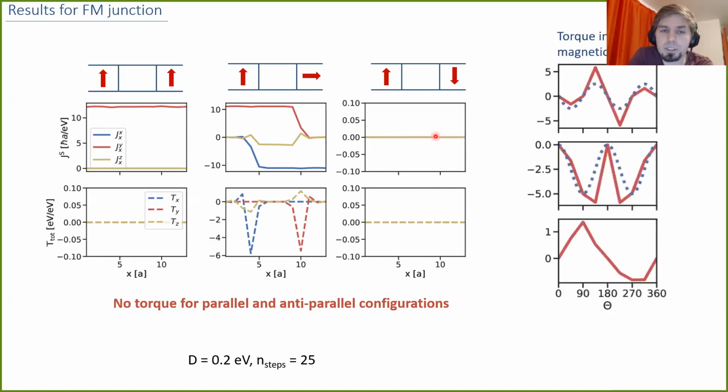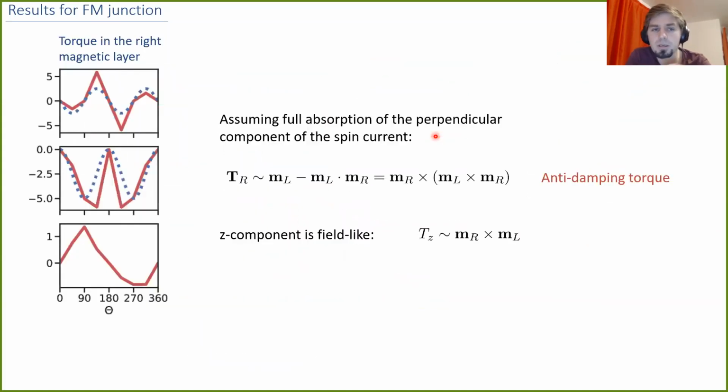And then if we want to understand how the torque depends on the rotations, here I give the full dependence when we rotate the magnetic order of the right magnetic layer. This is the torque in the right magnetic layer. I'm sorry, I'm missing here the label: these are the X, Y, and Z components of the torque. We can understand this actually very easily. So I said the torque is given by the absorbed spin current. The absorbed spin current is polarized along the left magnetic layer. But in a ferromagnet, the component of the spin current which is parallel with the magnetization will not get absorbed very efficiently, only the perpendicular component.